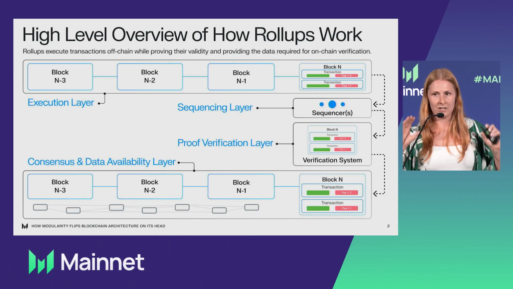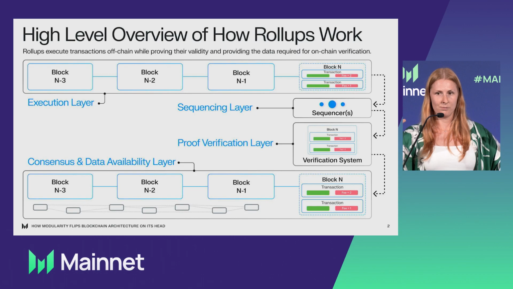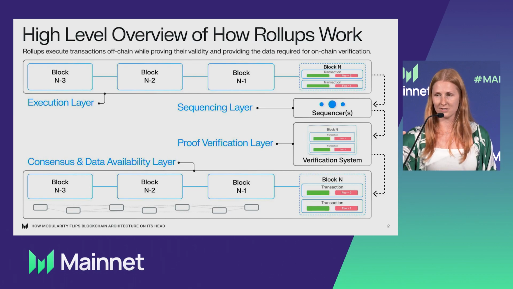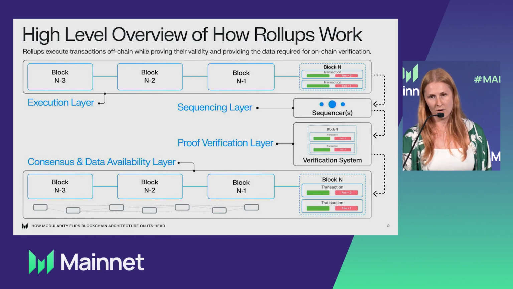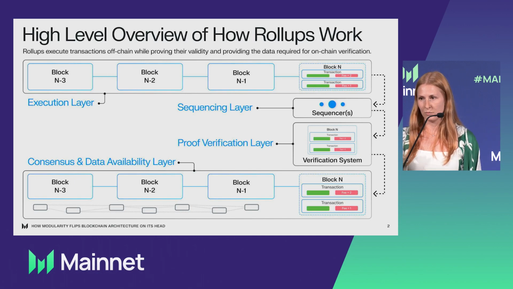When you break out execution, you have to find a way to then put it back together. So you have additional layers, the first of which is the sequencing layer. And this is a set of nodes, or just one node, as we have today in early versions, that accept and order transactions from users.